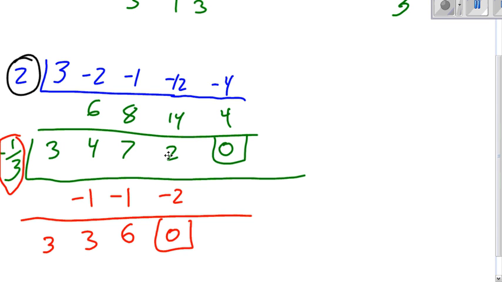And to this 3x to the third, 4x squared, 7x plus 2, negative 1/3 is also an upper bound. There's nothing larger than negative 1/3 because everything was positive after we divided. Also, there were no sign changes, so there's no positive roots.